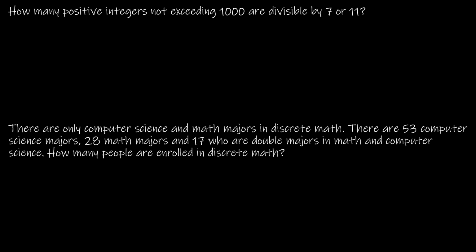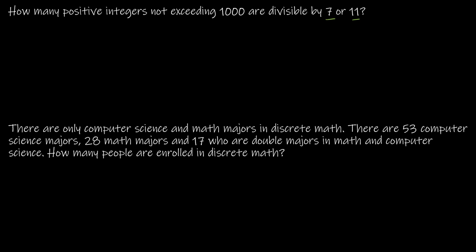Let's look at a couple of practice. The first one, you will see quite often questions like this. How many positive integers not exceeding 1,000 are divisible by 7 or 11? So obviously the details could change, but it's the same idea. Now, what's important to understand here is that 7 and 11 are not only prime, but they're relatively prime, meaning they don't share any common factors. And that's going to be important if you're going to use the method that I'm going to show you.